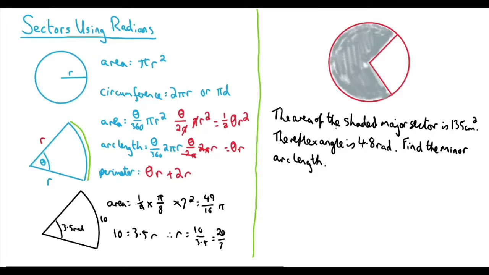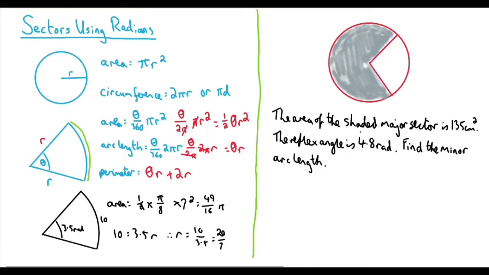You're told that the area of this shaded major sector is 135 centimeters squared, and that the reflex angle is 4.8 radians. And from this, you're to find the minor arc length. So, think about what each of these numbers or phrases might be referring to, what you have to work out, what information you have, and which formulas therefore can connect them. Pause the video, have a go for yourself, and then press play again when you're ready to compare.